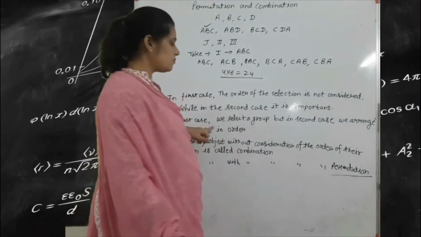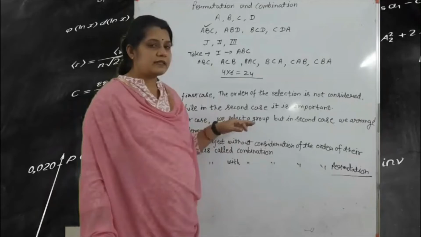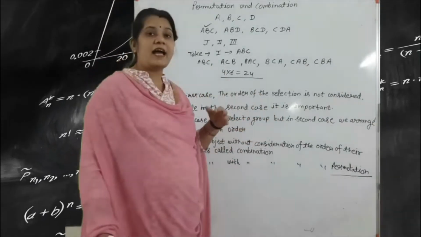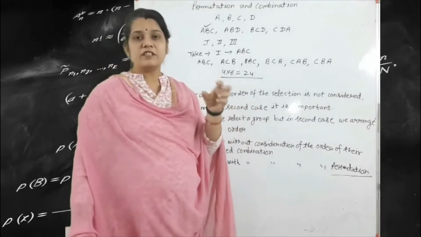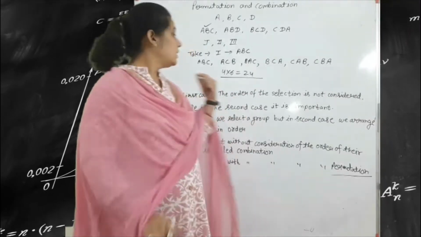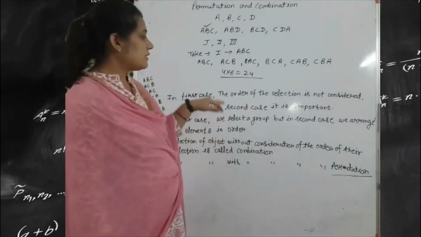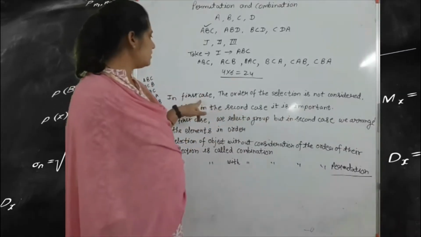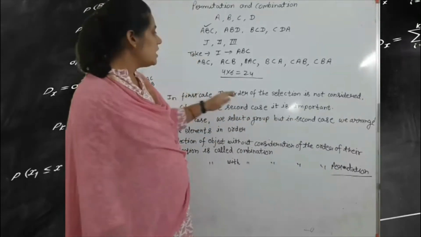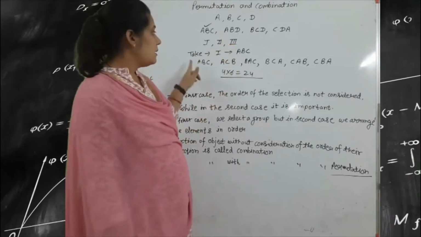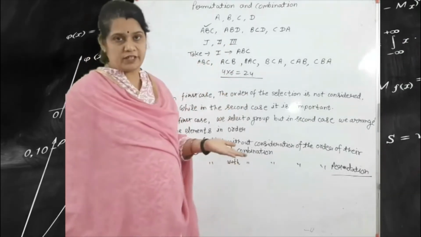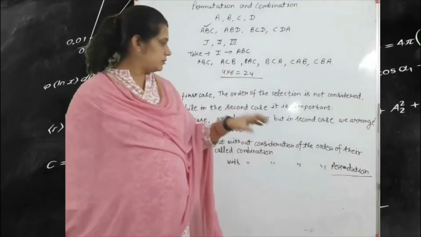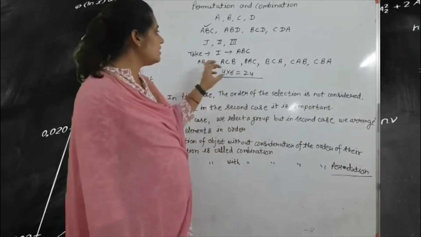The next point is that in the first case we select a group, but in the second case we arrange the elements in order. So the second point is again very important. In the first case the order of selection is not considered, but in the second case it is important. The second point is that we select a group in the first case, but in the second case, we arrange our elements.